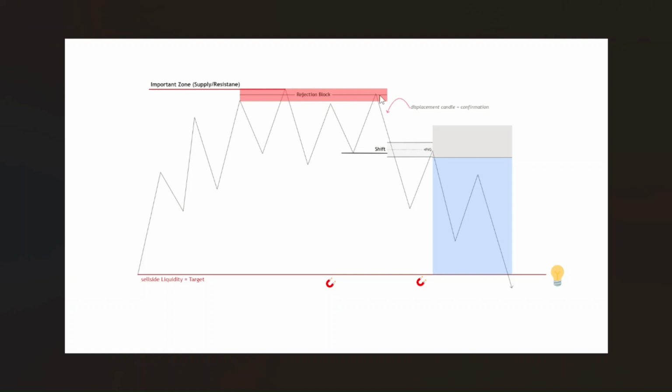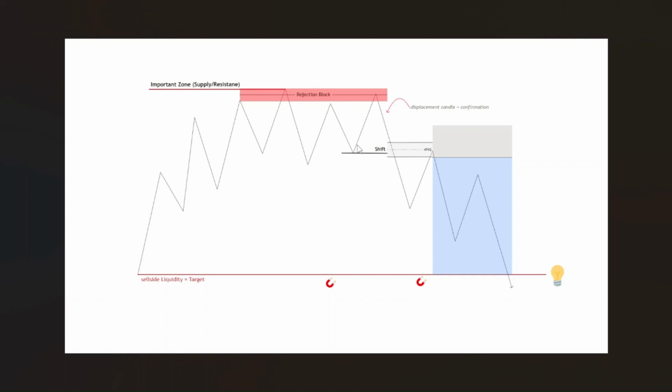But before you take the sales, look at this. You want to see this first. You want to see a displacement candle, which will basically be a confirmation for you to take the sales. So you want to see a strong displacement for a real shift, because this might be just consolidation. A real shift displacement candle right here.